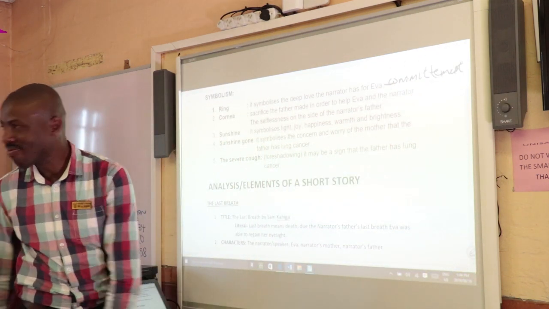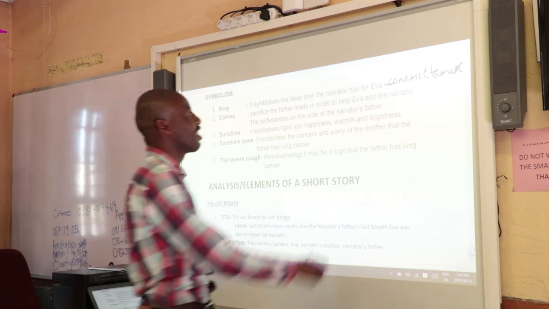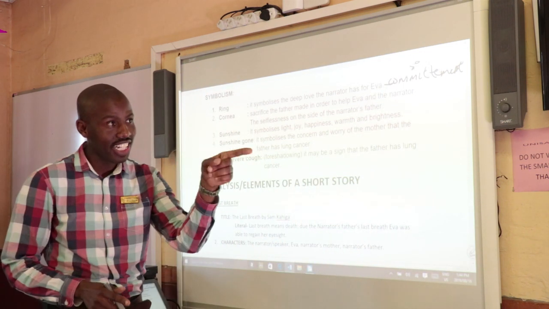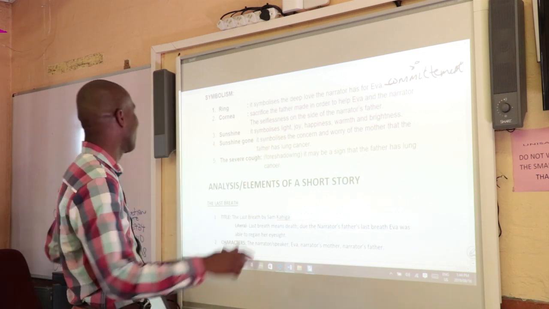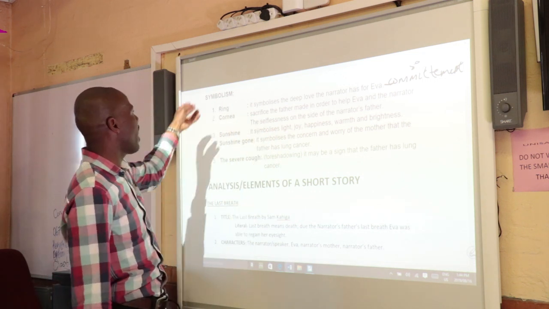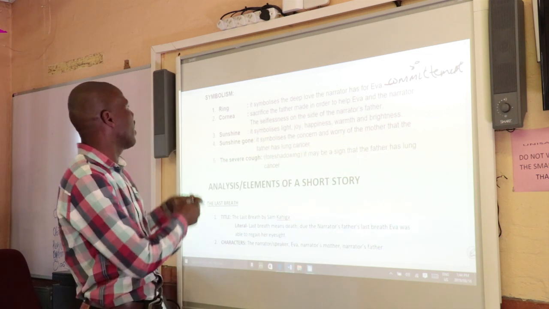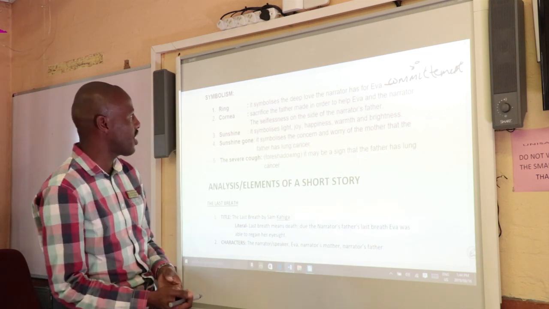Cornea. Excuse the spelling, I'm told the spelling is wrong. In this paper too, the spelling still has to be correct. Right? It still has to be correct. Cornea symbolizes the sacrifice the father made in order to have Eva and the narrator together. Selflessness on the side of the narrator's father.